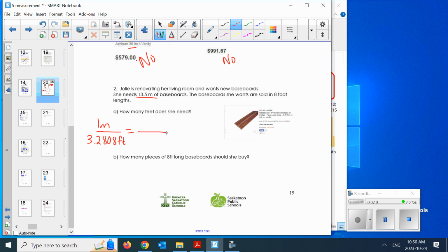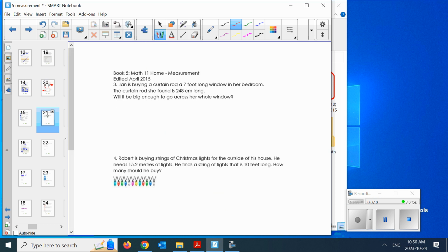I'm just going to get you started on some of these here. Let's take a look. Jan is buying a curtain rod, 7 feet long. The curtain rod she found is 248 centimeters long. Well, you can go to meters using that same math as before. Feet to meters, and then change the meters to centimeters. Figure that out and compare them. This one here, meters, do that.